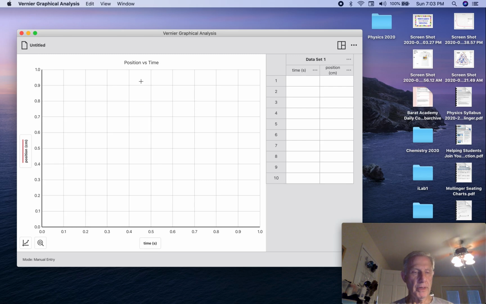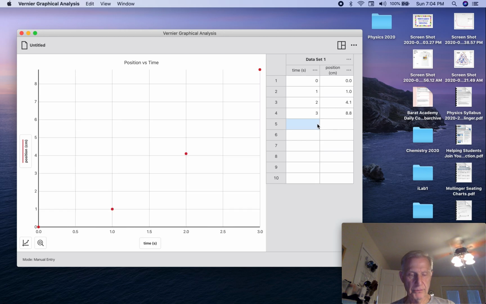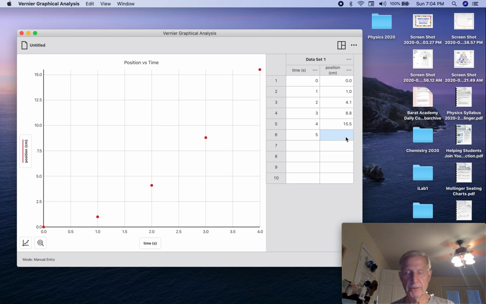Great. Now we have some data that we maybe took, and I'm going to make some up here. Here's an important point: before we start, I haven't gone anywhere. The point 0, 0. Let's just say at 1 second, maybe we went 1 centimeter. At the end of 2 seconds, 4.1 centimeters. At the end of 3 seconds, notice the graph is scaling, we went 8.8 centimeters. At the end of 4 seconds, maybe 15.5, and then at the end of 5 seconds, 25.2.